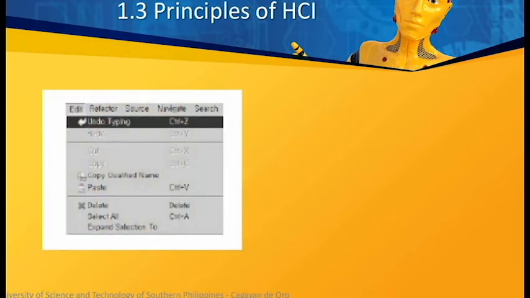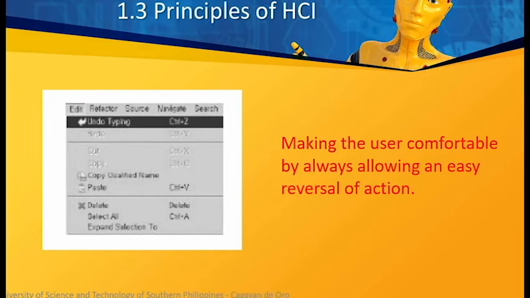Then next is making the user comfortable by always allowing an easy reversal of action. So you can reverse your action, like undo. In Word, for the tasks that you have done, you can just click undo on the typing. So that is reversing an action. You can undo your tasks.